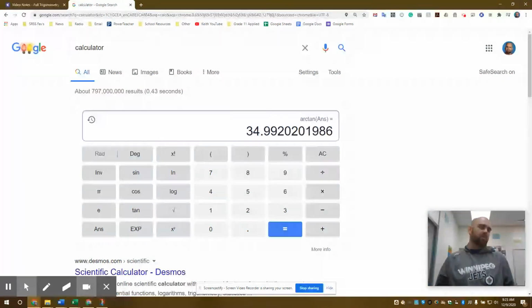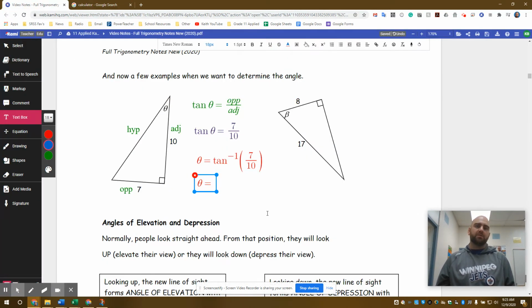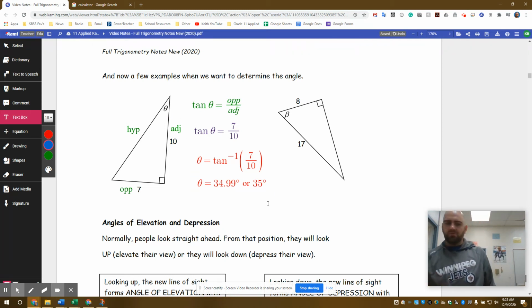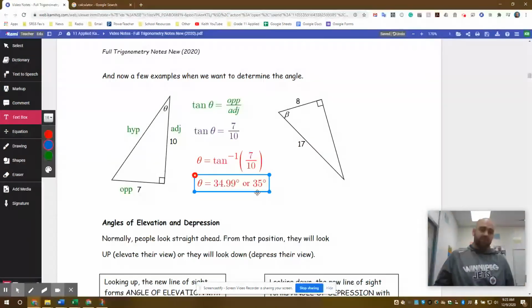This is one we're going to usually round to the nearest degree, so this would be 34.99 degrees, or if we round to the nearest degree, it is 35 degrees. Normally, I'm just going to tell you to do it to the nearest degree. If I do say to 2 decimal places, please do 2 decimal places, or the nearest tenth would be 1 decimal place. But for the most part, we're going to just do to the nearest degree. So 35 degrees would be to the nearest degree.